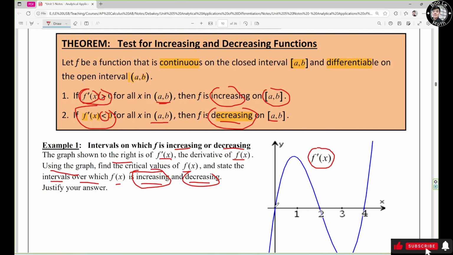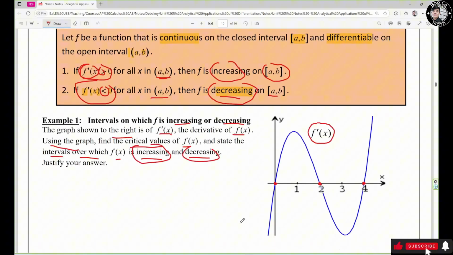We have 3 zeros. The first one is right here, the second one is right here, and the third one right here, right? And you know that the function f prime of s is defined on the entire interval. So f prime of s equals 0 when s equals 0, 2, and 4. Now we need to find the intervals where the function is increasing or decreasing.